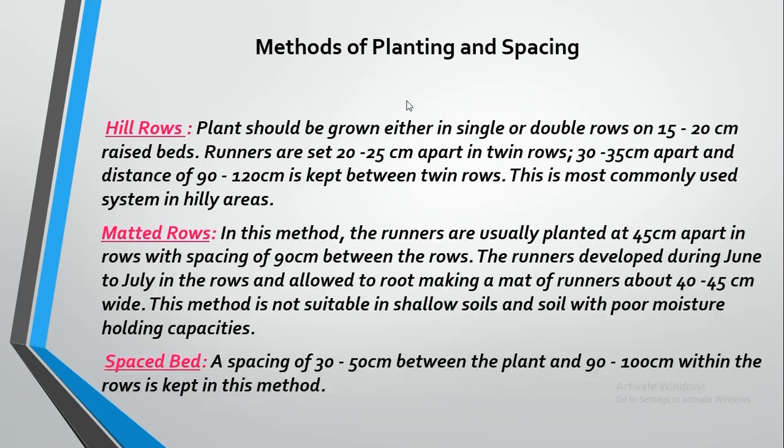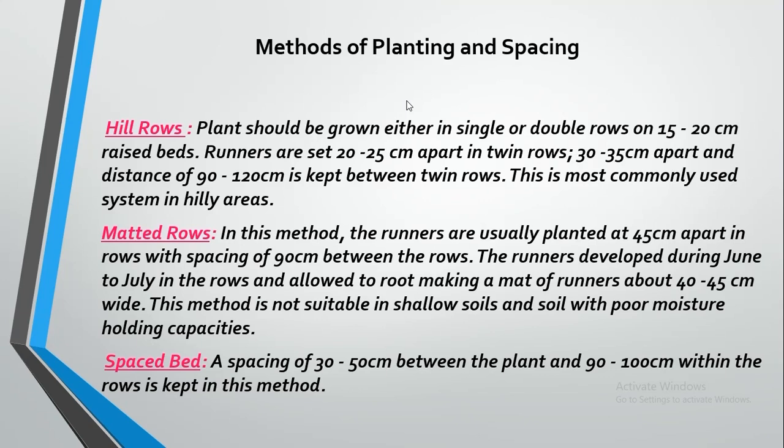Now, methods of planting. There are usually three methods. First is hill row, second is matted row, and third is spaced bed. In hill rows, plants should be grown either in single or double rows, that is 15 to 20 centimeter raised beds. The runners are set 20 to 25 centimeter apart in twin rows, and as its name is hill rows, it is usually used in hilly areas.